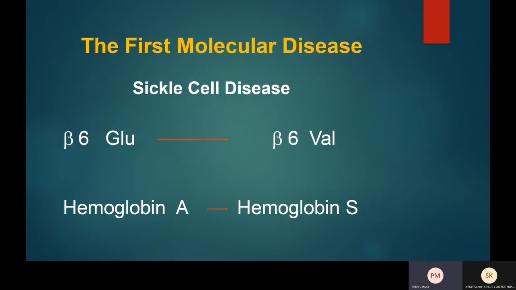As we all know, sickle cell is a hereditary hematological disorder where the sixth amino acid on the beta globin chain, glutamic acid, is substituted by valine, which is a non-polar amino acid. This alters the solubility of hemoglobin S, particularly when it's deoxygenated or there's dehydration or acidosis.